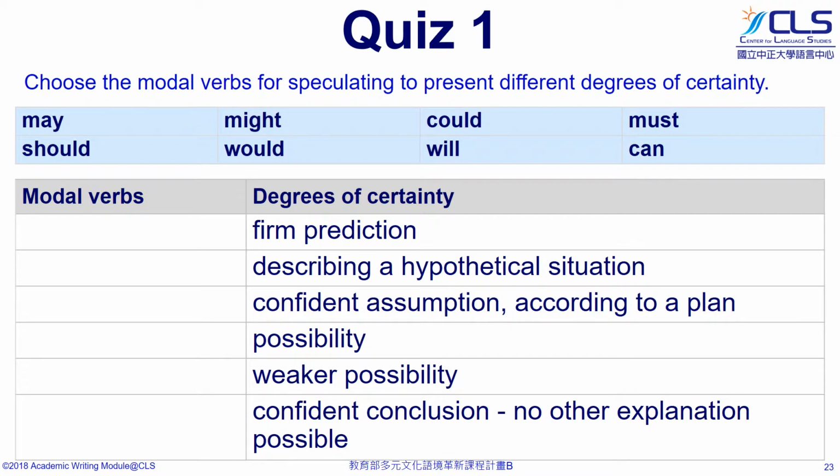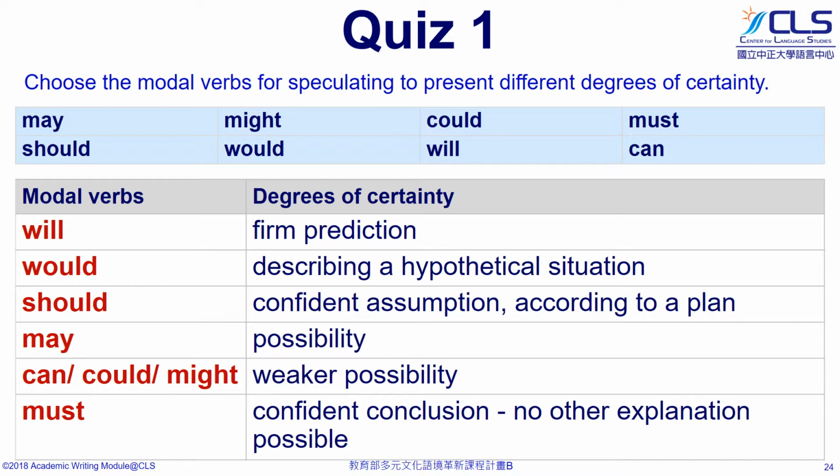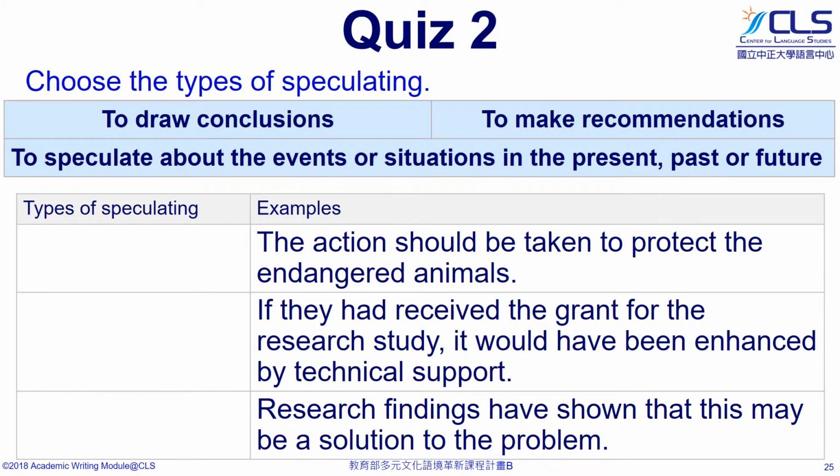First, please choose the modal verbs for speculating to present different degrees of certainty. As shown in the table, will is used to show a firm prediction, while would describes a hypothetical situation. Should shows a confident assumption according to a plan, and may is used to show possibility, while can, could, or might are used to show weaker possibility. And finally, must is used to show a confident conclusion where there's no other possible explanation. Second, please choose the types of speculating.